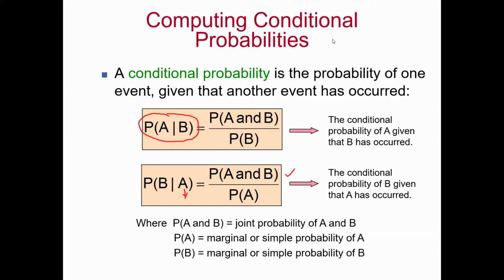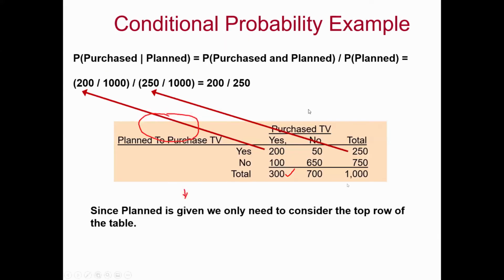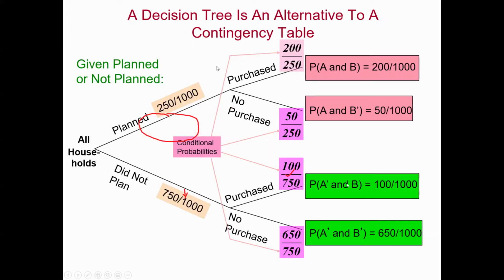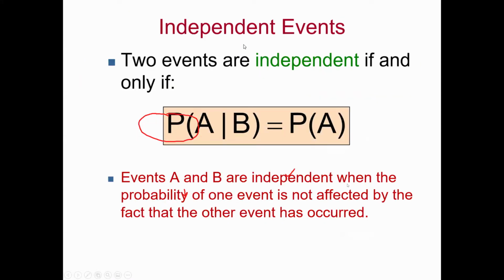All right. We have looked into examples. We can also calculate conditional probability from decision trees.